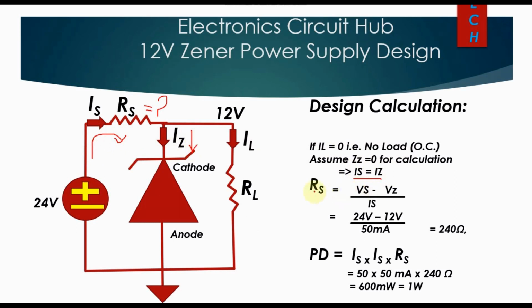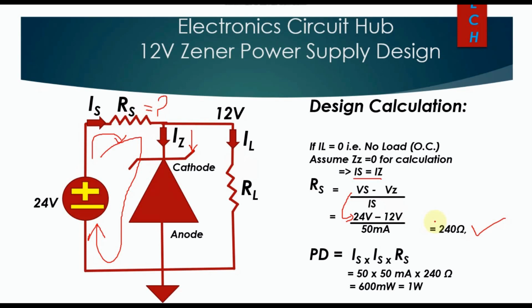How will you get the value of Rs? You have to apply KVL in this loop. Okay, so Rs equals the supply voltage minus the Zener voltage divided by the supply current: Vs minus Vz divided by Is. So your Vs equals 24 minus Vz 12 volt divided by 50 milliampere. You will get 240 ohm resistor. So your Rs value is 240 ohm. So how much power dissipation is across this resistor?